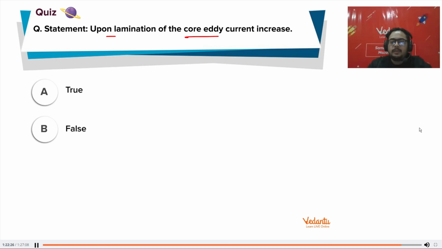So the second question is, upon lamination, eddy current increases. On laminating, eddy currents increases. Is it true or false? Please mark your answer. Your time starts now.